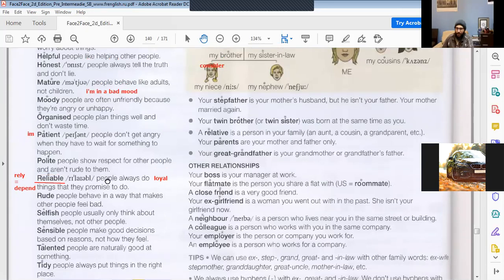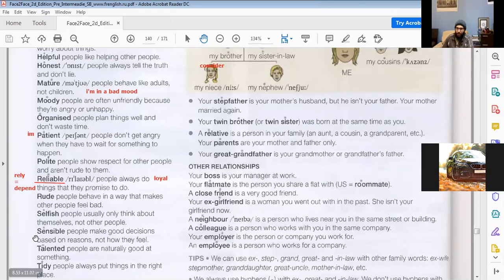Okay, so we have selfish. Okay, I'm going to let you read sensible. Check the definition here and tell me what you think this means. First in English, and then after that, tell me what you think it means in Arabic. If I say, Michael is a very sensible man, what do I mean when I say Michael is a very sensible man?